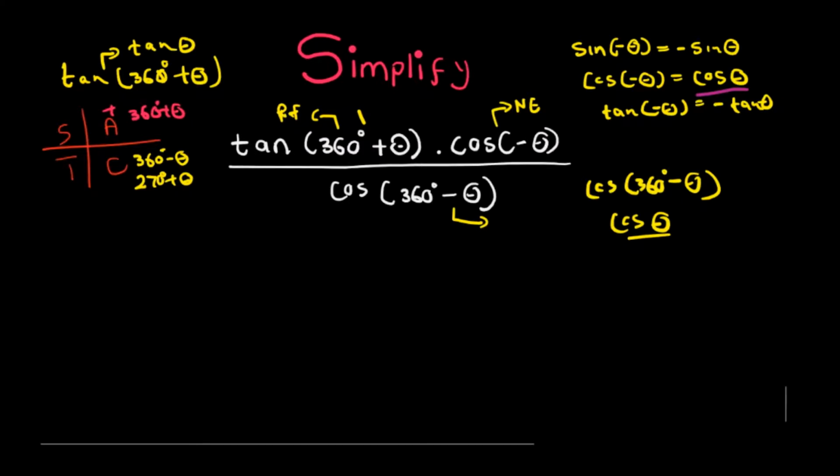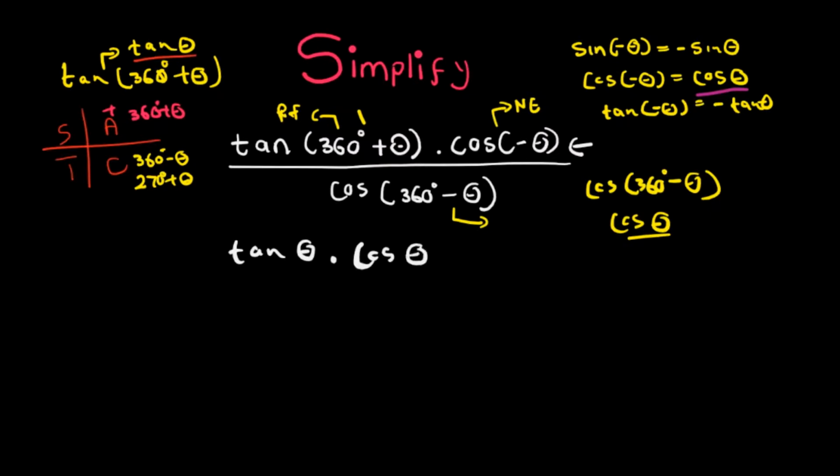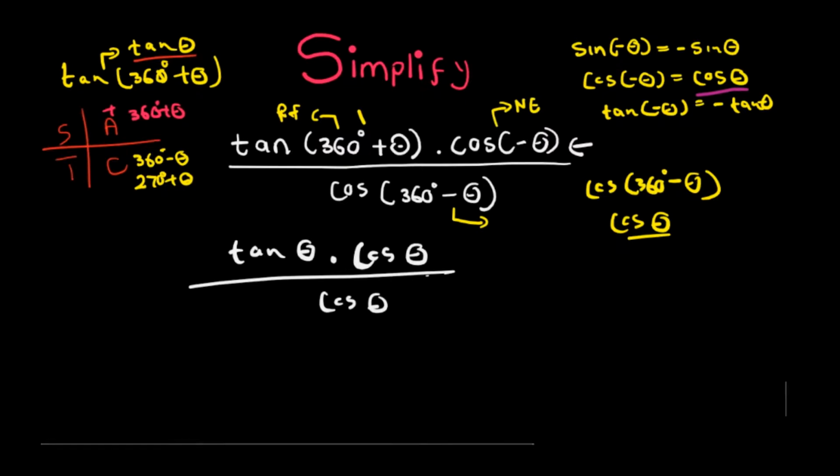So now that we've found our solutions for tan of 360 degrees plus theta and the negative angle, we're simply going to write tan of theta, multiplied by this one here, cos of minus theta, which is going to be cos of theta, divided by our cos of theta, right? Then the cos of theta is going to divide out. We will remain with tan of theta. So this is going to be the solution for our answer here.